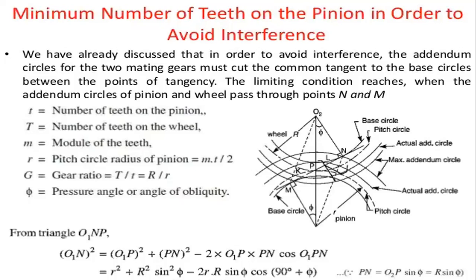So from the triangle O1, N and P. In the previous one we took O2, M, P, and now we are going to take the O1, N and P points, where N is the limiting end of the tangential distance.